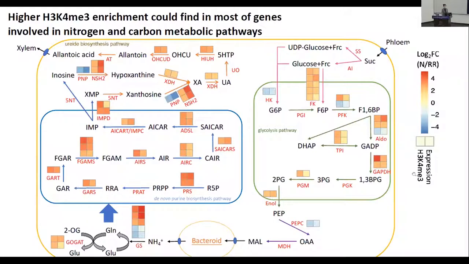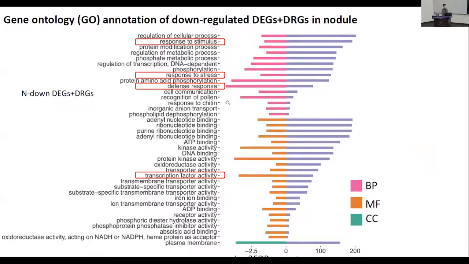The first heat map here shows the histone modification level, and the second heat map shows the expression level. The red color indicates a higher level, and the blue color indicates a lower level. As you can see here, most of the genes in these two pathways were upregulated by H3K4 trimethylation, which further proved that H3K4 trimethylation marks functional genes in soybean nodules. Then we performed a gene ontology analysis of the downregulated DEGs overlapping with DRGs.